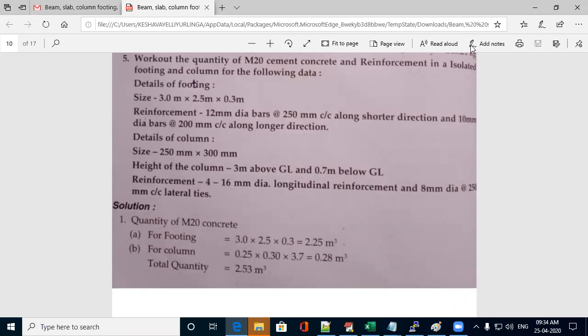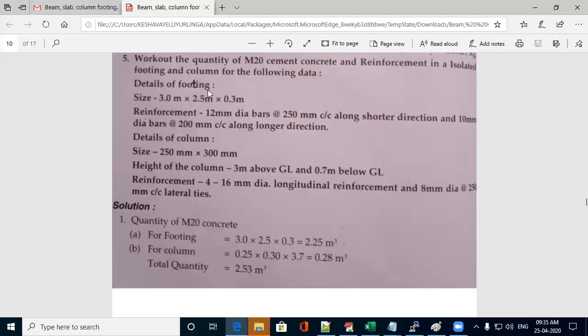Dear students, today let us learn about estimation of column footing. I have taken the worked example. Here you need to work out the quantity of concrete and the reinforcement in an isolated footing and the column for the given detail. They have given the details of the column footing and the details of the column.